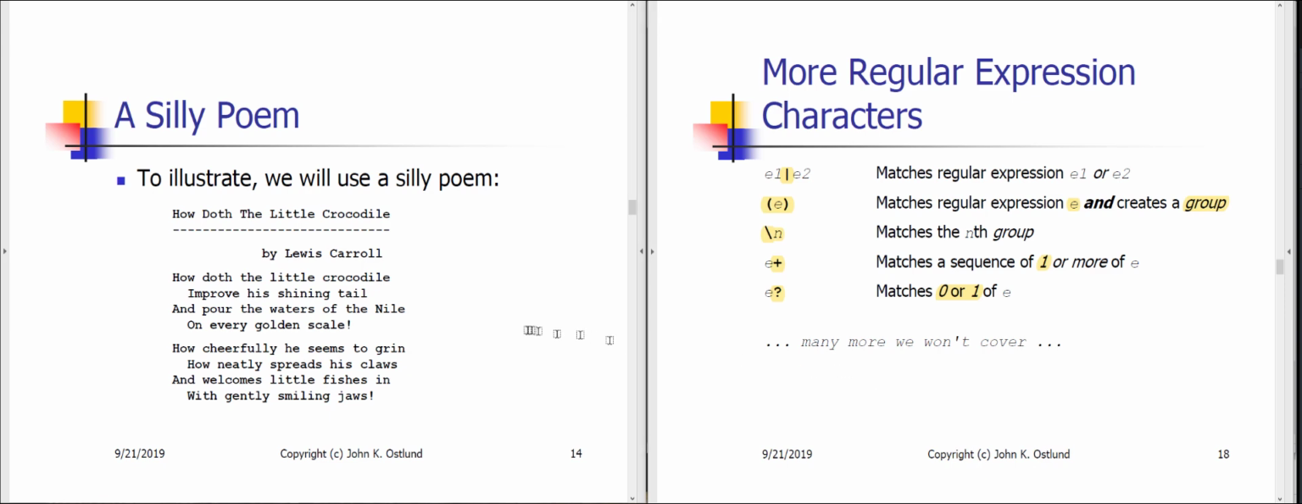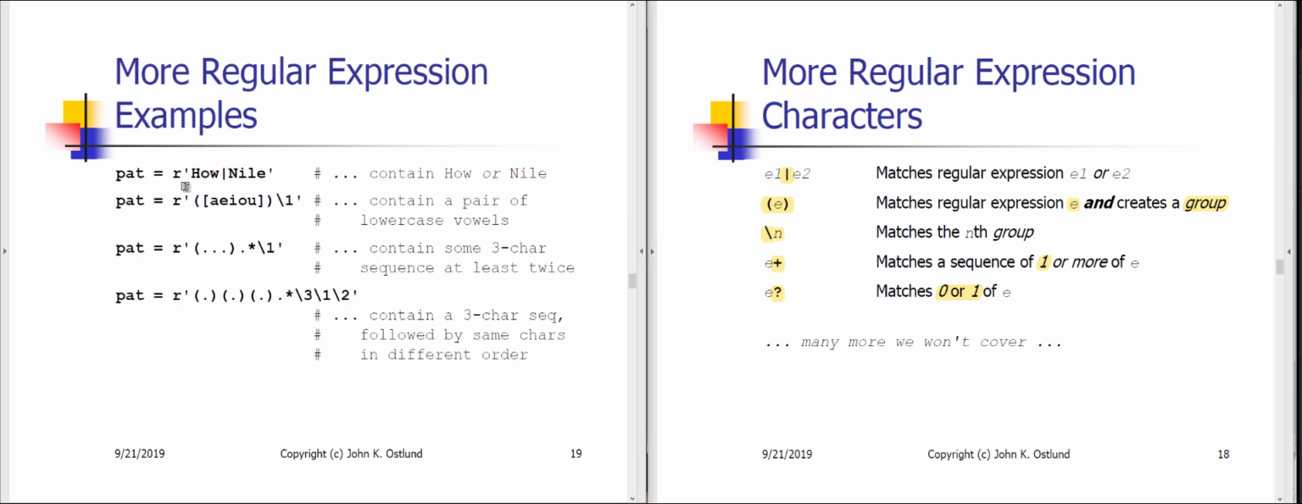Let's see examples of these things. Okay, so on slide 19, our first example is using the vertical bar symbol. And what that pattern is saying is, let's search for strings that contain how with a capital H or Nile with a capital N. So if a string contains either of those two possibilities, that string will match. Let's try that out in our code and see what we get.